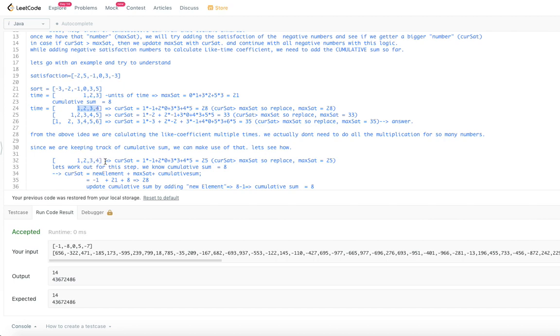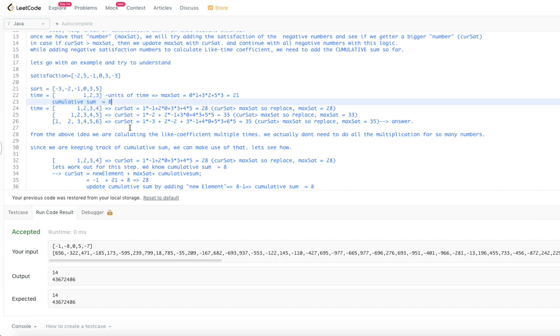1, 2, 3, 4, right? From this onwards, 1 star minus 1, 2 star 0, 3 star 3, 4 star 5, right? So that's what it is. We actually got 28 here, not 25. Okay. So we got the cumulative sum before that as 8, right?